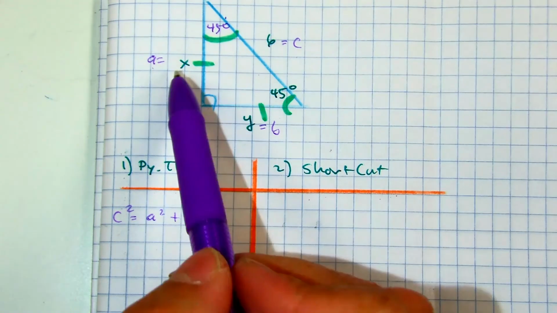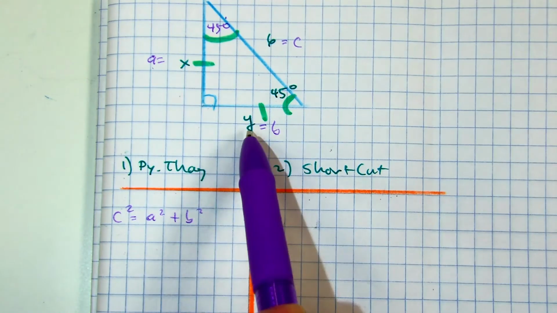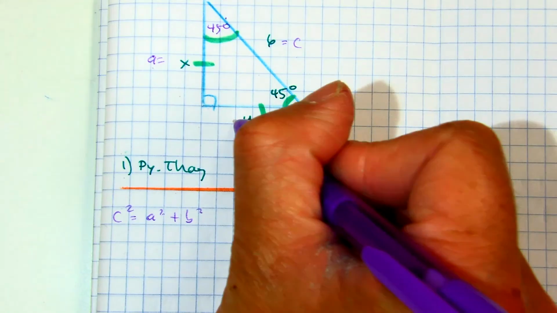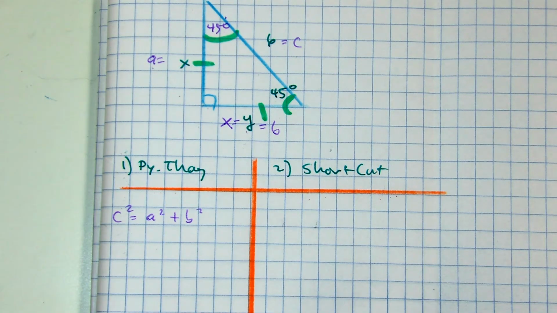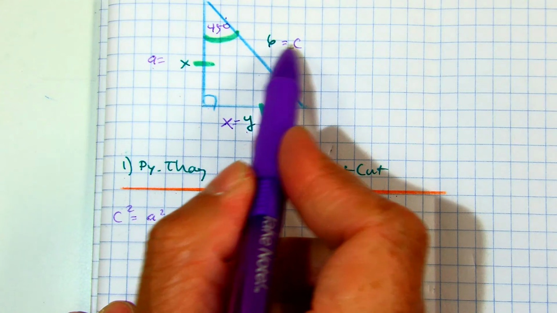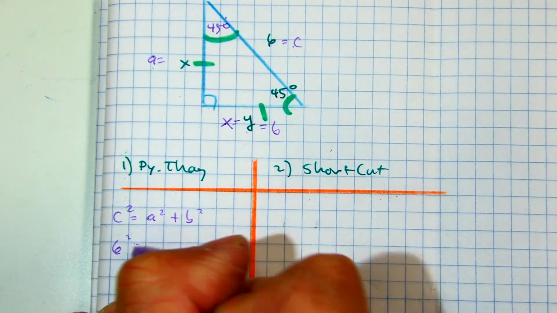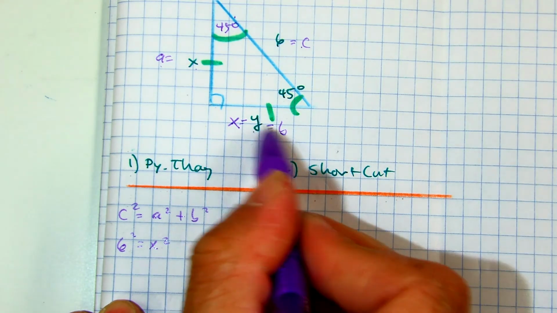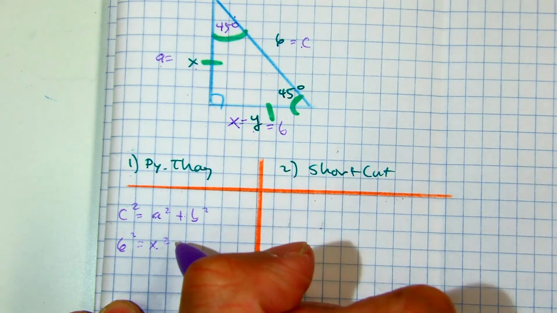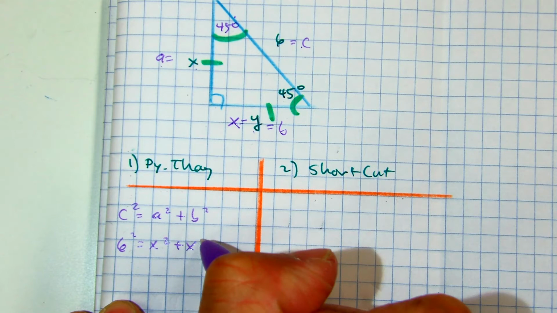So, we know that these two are equal. I'm just going to make that equal to x. So, I have my C value is 6 squared. My A value is x. My B value is also equal to x. The reason why I don't want two different variables is that then I can't solve it.